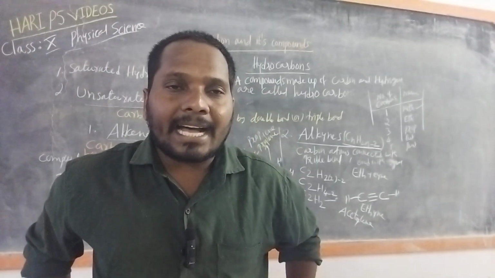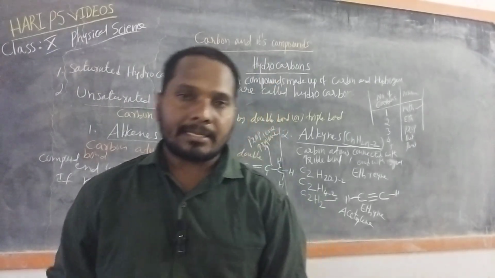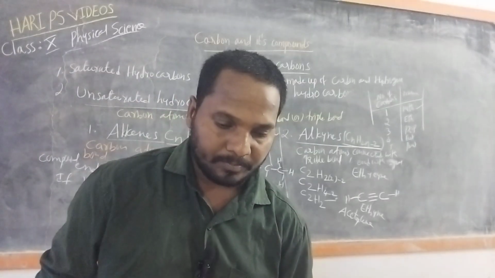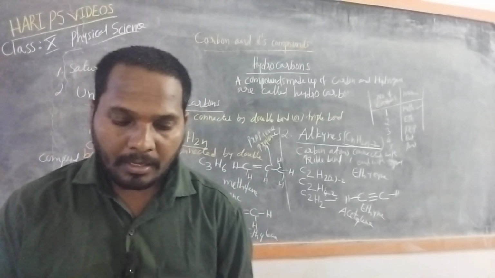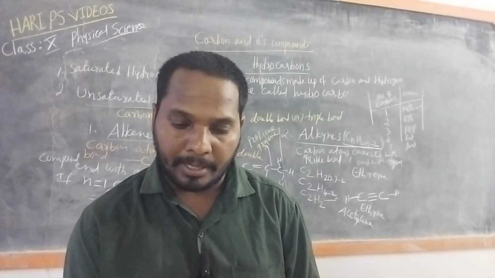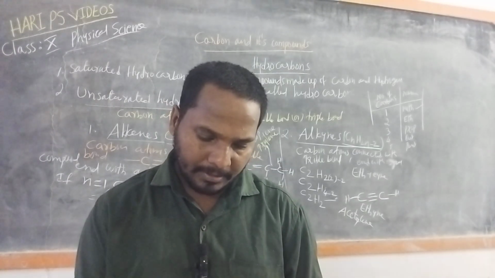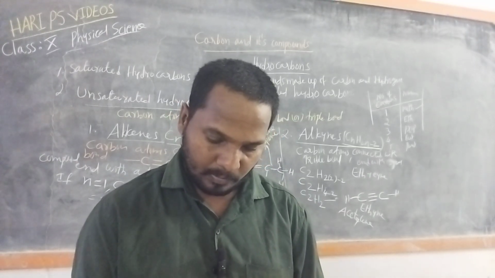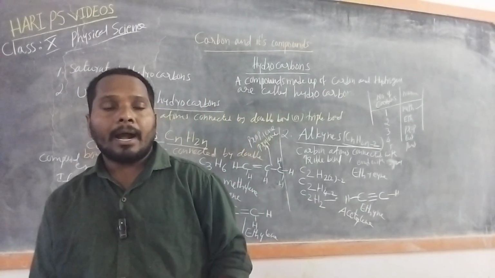So oxyacetylene gas or oxyacetylene flame is used for welding. So if the alkyne has 2 carbon atoms, the general formula is CnH2n minus 2, where n is the number of carbon atoms in one molecule of alkyne. Right. So this is about saturated and unsaturated hydrocarbons.